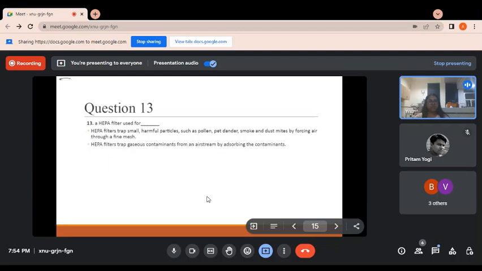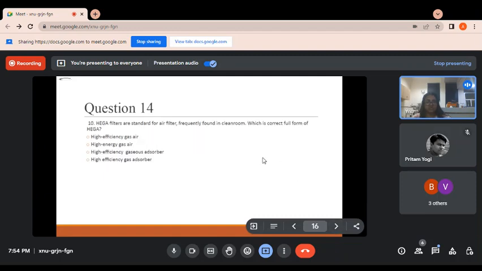The full form of HEPA is high efficiency particulate air, and the HEPA filter traps small harmful particles and dust mites by forcing air through a fine mesh. But the HEPA filter does not trap the gaseous contaminants. To trap gaseous contaminants, a different type of filter is used, and we will discuss this later. So the right option is the first one.